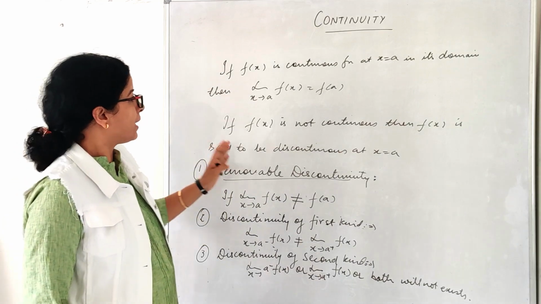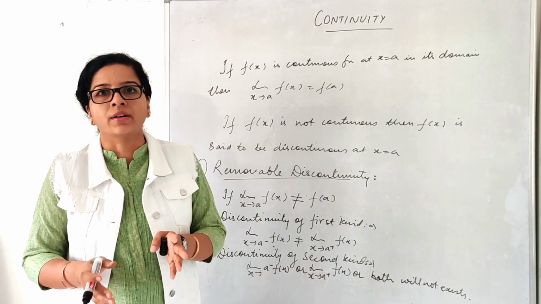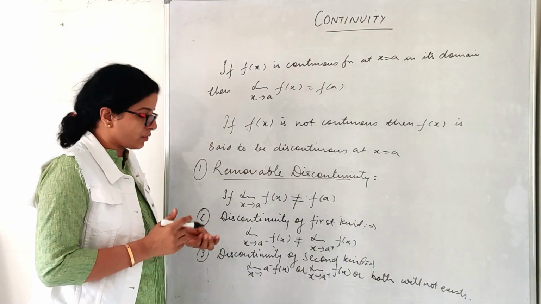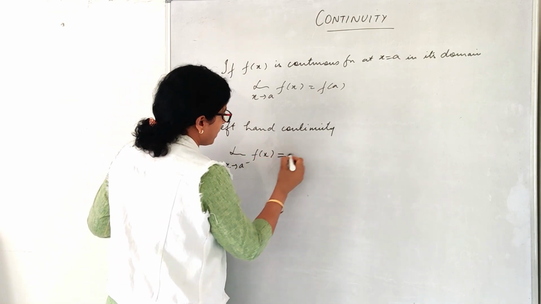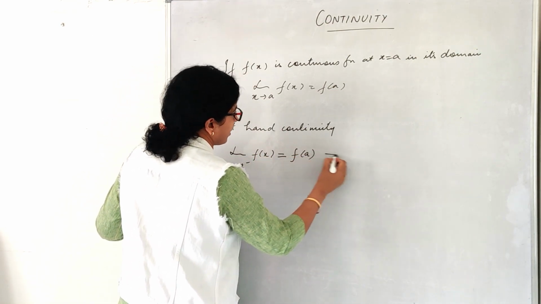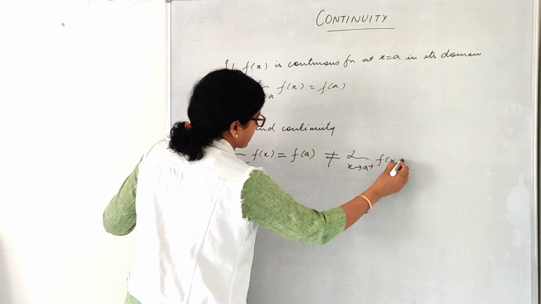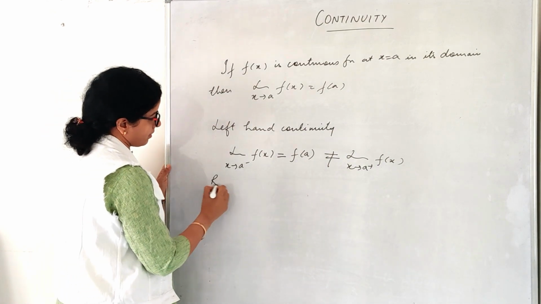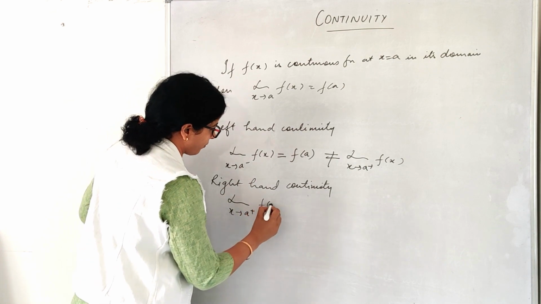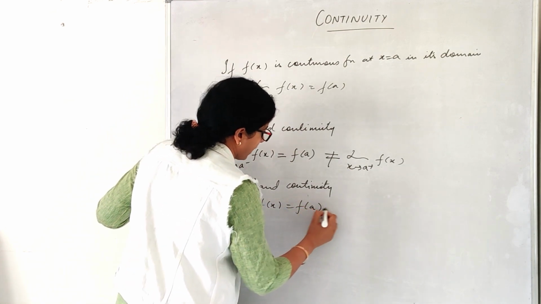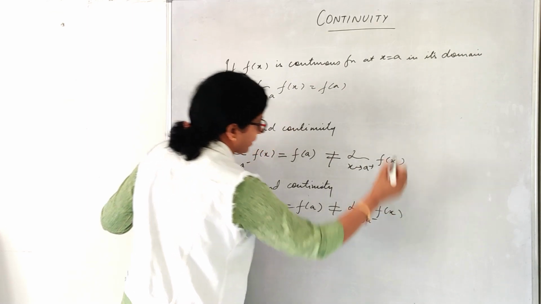Now there is one more concept: left hand continuity and right hand continuity. Left hand continuity: limit x tends to a negative f(x) will be equal to f(a), not equal to limit x tends to a positive f(x). Right hand continuity: limit x tends to a positive f(x) will be equal to f(a) and not equal to limit x tends to a negative f(x).